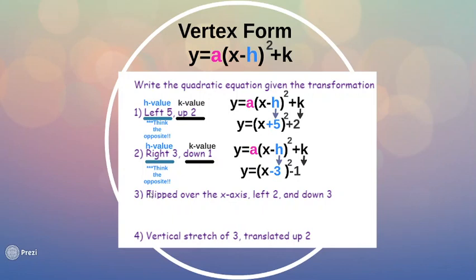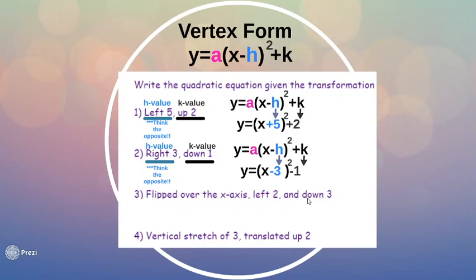All right, example, let's see here, 4, 5, 6. We're on example 6 now. In this one, we are flipping over the x-axis, going left 2 and down 3. Whoa, we got 3 transformations going on.